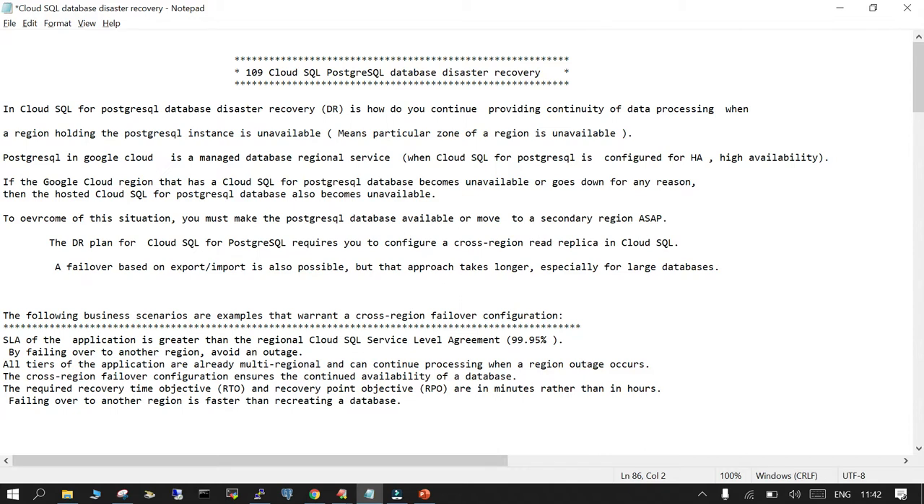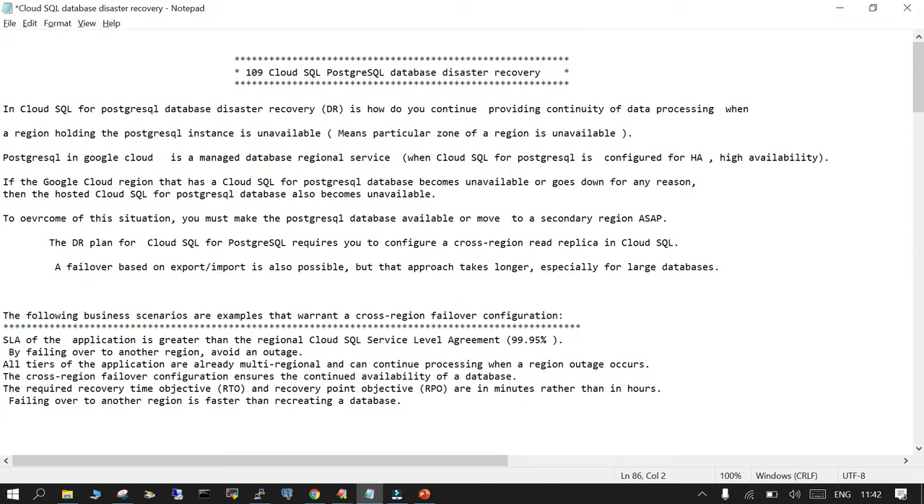So there are different things which are available. We talk about high availability. We talk about the replica as well. Those are the two things which are going to help us in all the scenarios. So if the Google Cloud region that has the PostgreSQL database instance becomes unavailable, that means the disaster has happened and you need some alternate. To overcome this situation, you need to have two things.